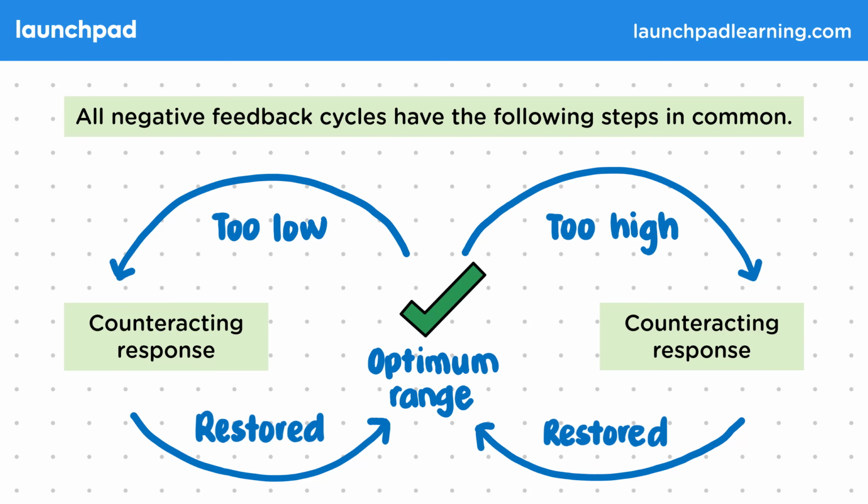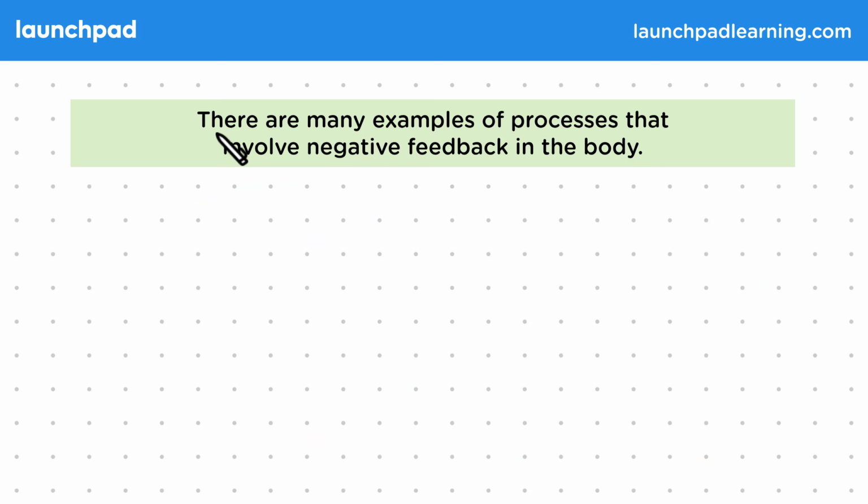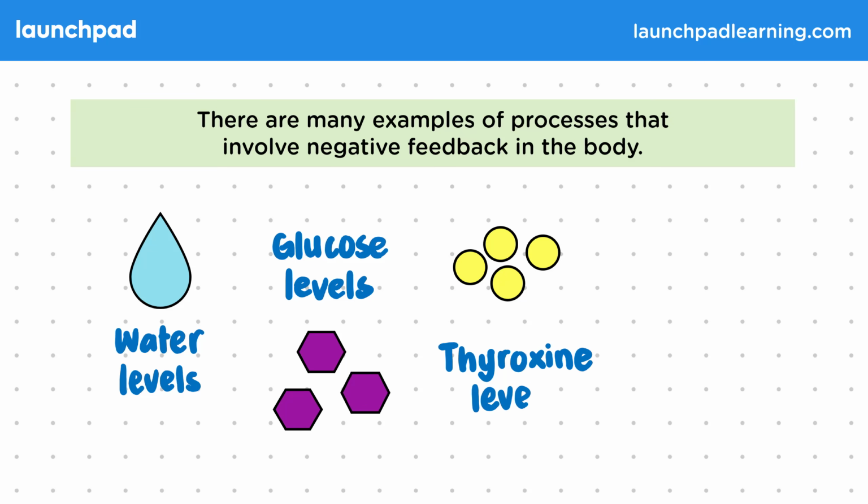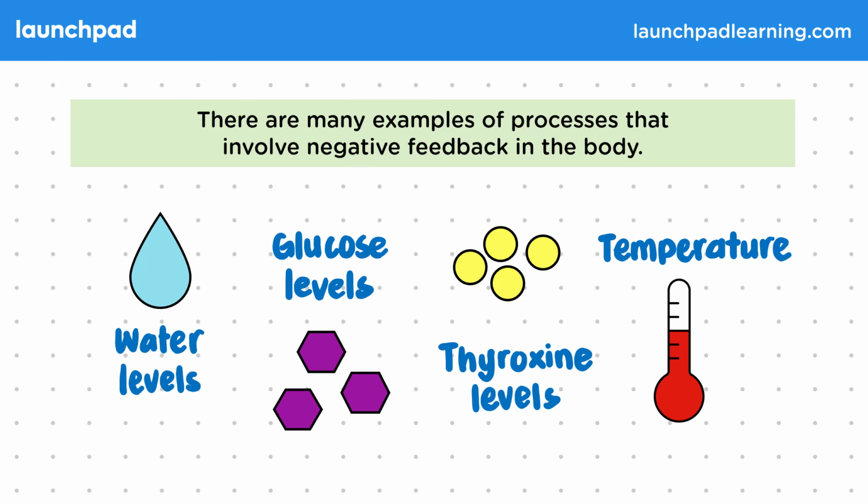Which examples of negative feedback do you need to know about for the exam? There are many examples of processes that involve negative feedback in the body. For example, water levels, which are controlled by the kidney, glucose levels controlled by the pancreas, thyroxine, which is controlled by the pituitary, and temperature, controlled by the thermoregulatory center. Each of these examples are covered in detail elsewhere in the course.